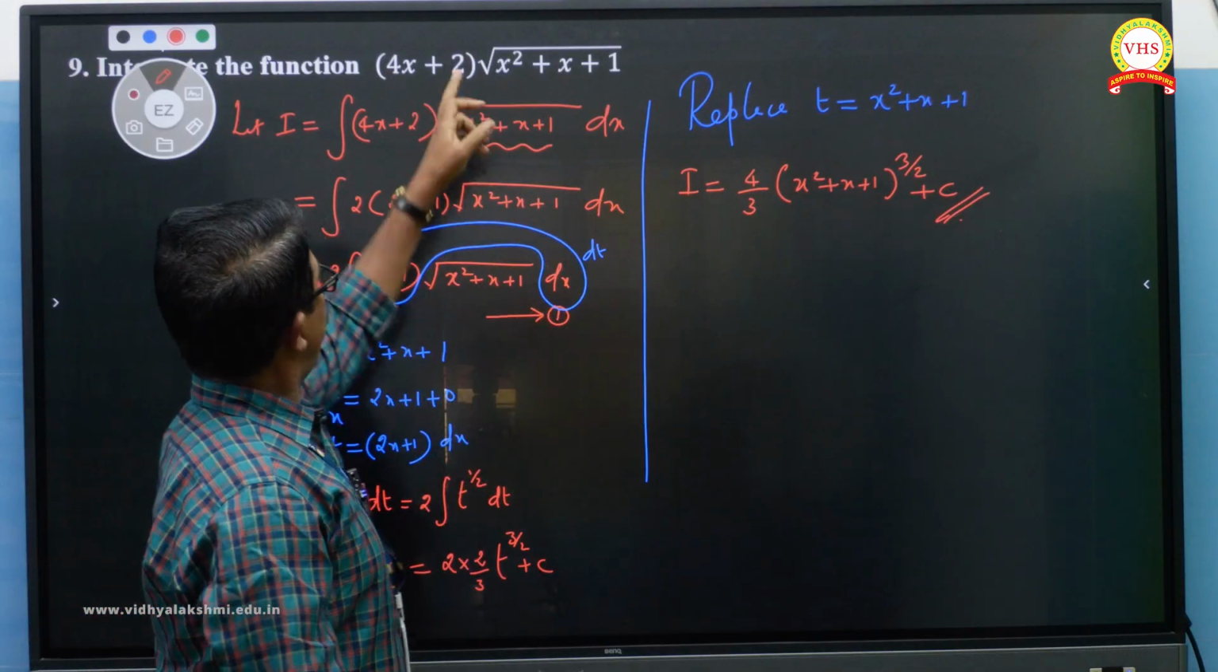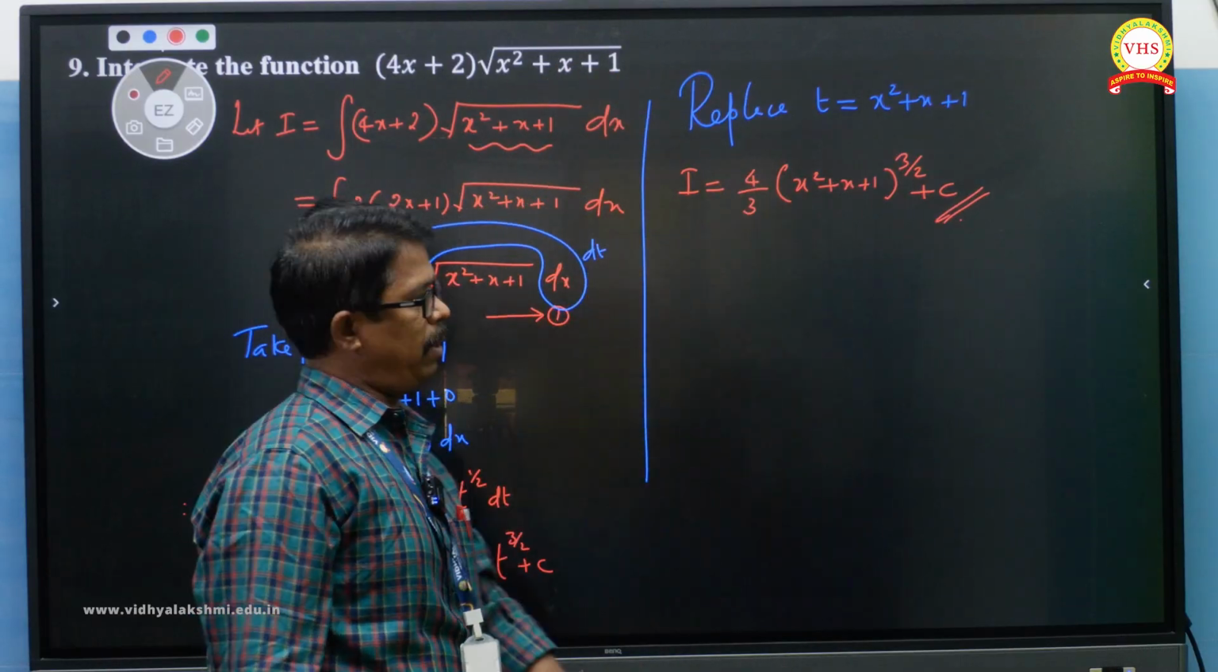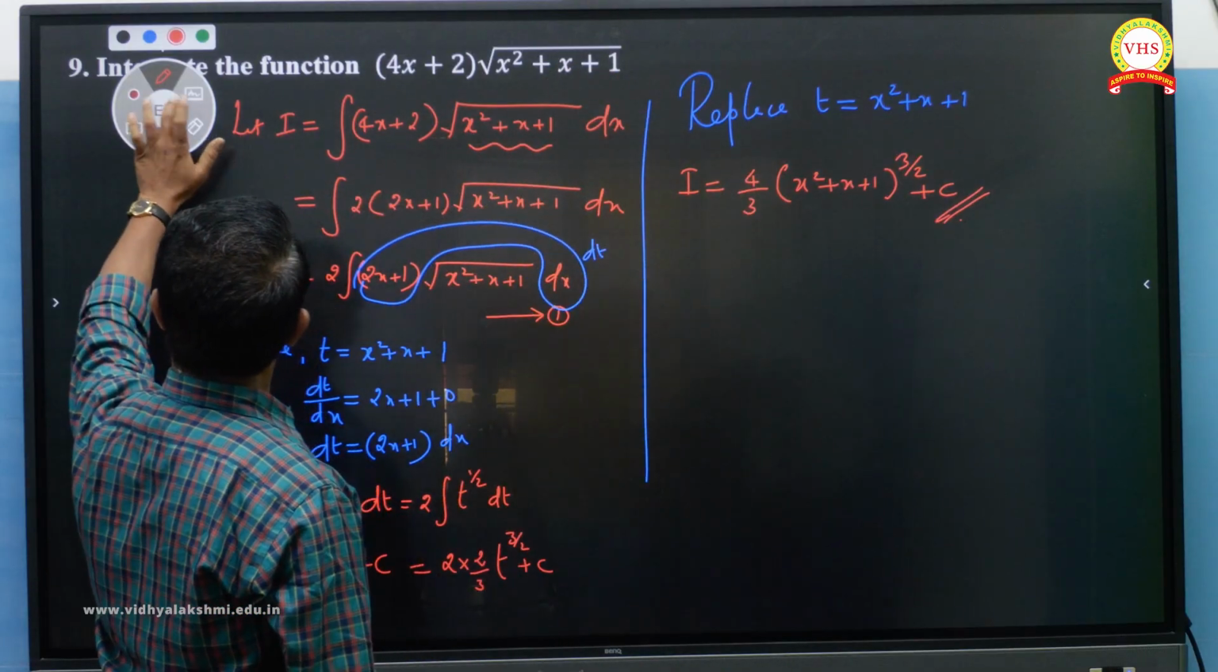So be alert when you get any function with a square root, that should be the alternate variable. Otherwise same method. Correct? Yes.